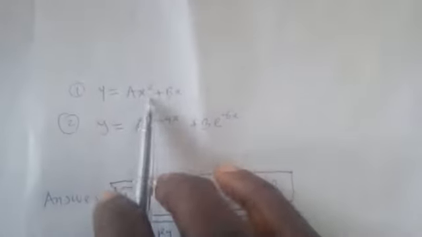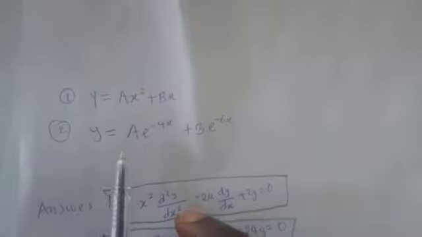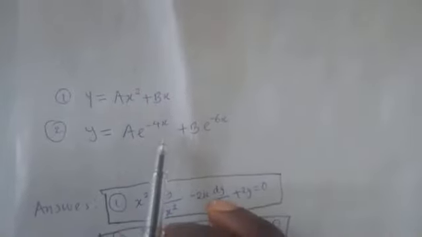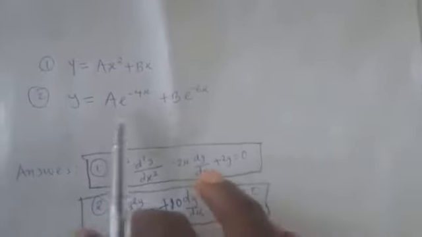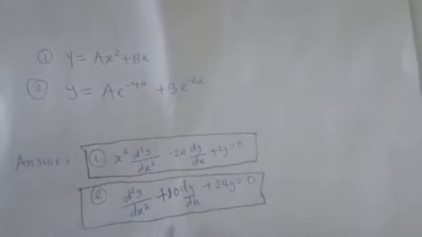So we have been able to form that. So you can try this at your later time. You have to form the differential equation for y equals a x squared plus bx, and y equals a e^(-4x) plus b e^(-6x). So your answer for the first one is x squared d squared y over dx squared minus 2x dy/dx plus 2y equals 0. And for the second one, you're going to have d squared y over dx squared plus 10 dy/dx plus 24y equals 0.